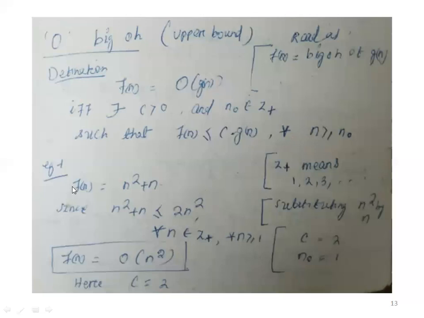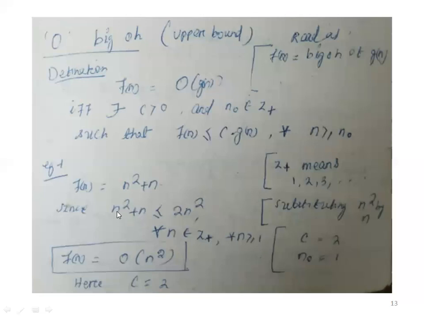Let us take one example. Here f(n) = n² + n. Now, suppose I substitute n for n² here, so it will become 2n². So we can say that n² + n is less than or equal to 2n². This is true, and for all n belonging to Z+, for all n greater than or equal to 1, this is satisfied.